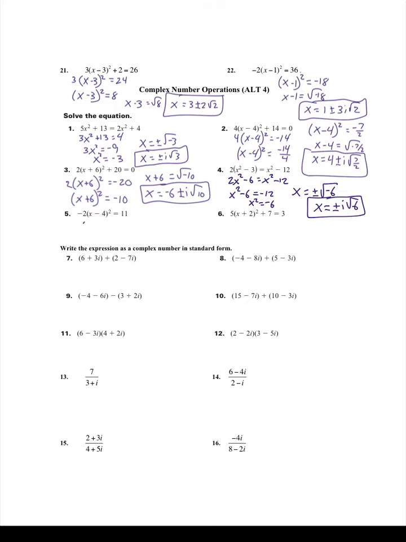The next one we can divide by -2. X minus 4 squared equals -11/2. Take the square root. We get the square root of -11/2. So x equals 4 plus or minus i times the square root of 11/2.